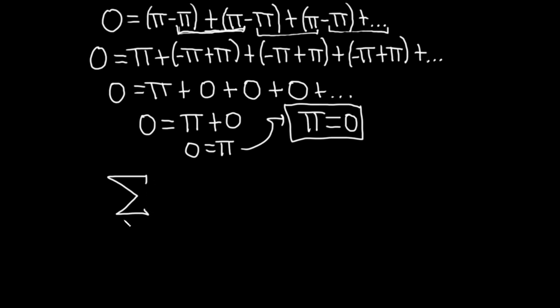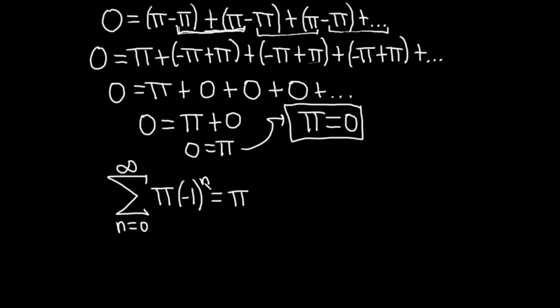So if you look at this infinite sum here, n equals 0 to infinity, okay? And this infinite sum will be pi times negative 1 to the n, okay? So what is this infinite sum? This infinite sum is basically what I've written here. This basically ends up being pi, right?